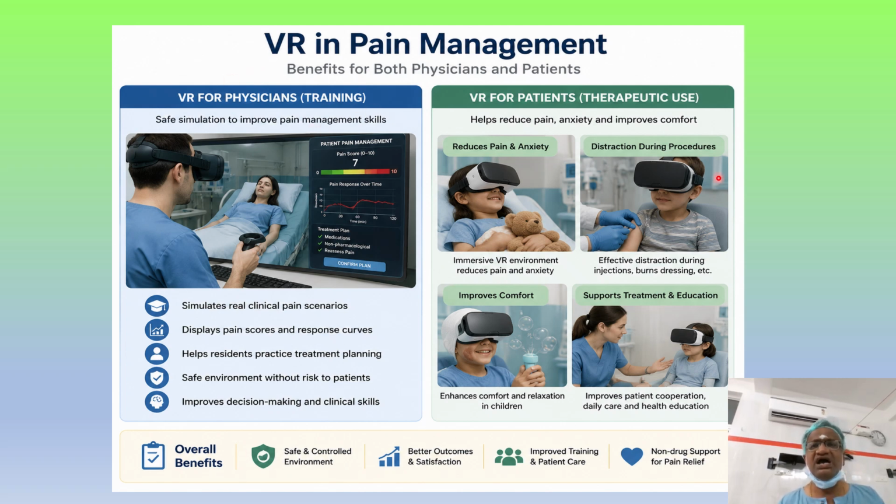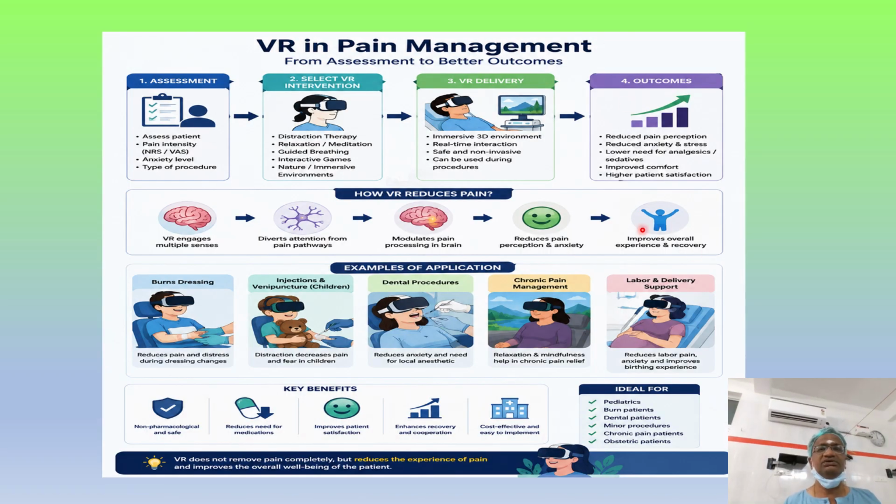For physicians and for patients, distraction during procedures works beautifully. Here you can see it reduces patient anxiety, improves comfort. We can easily put in the celiac plexus block. Yes, assessment is there. Select the VR intervention. VR delivery and outcomes are always better. We can do it in burn dressing.